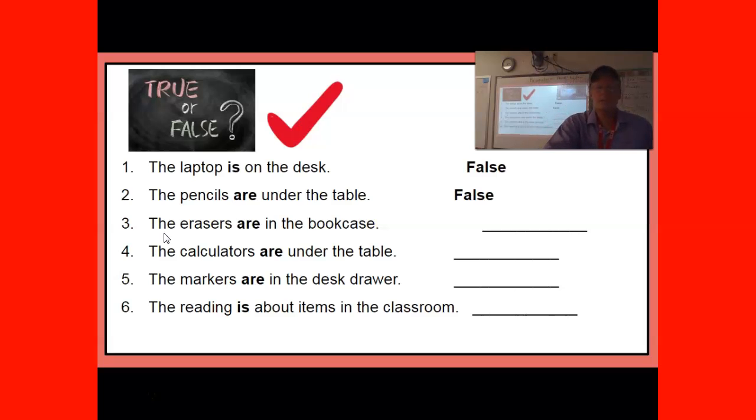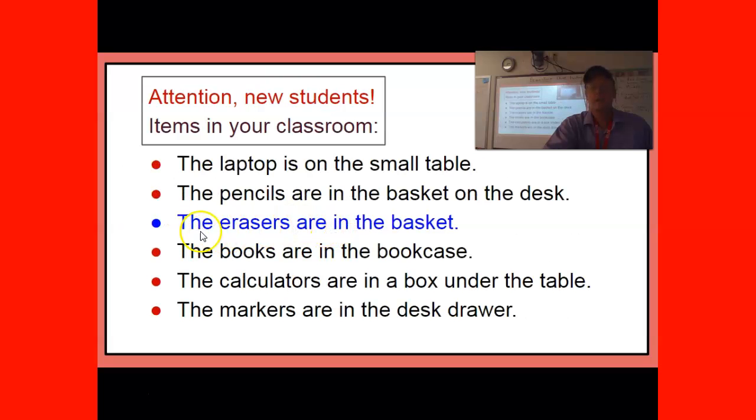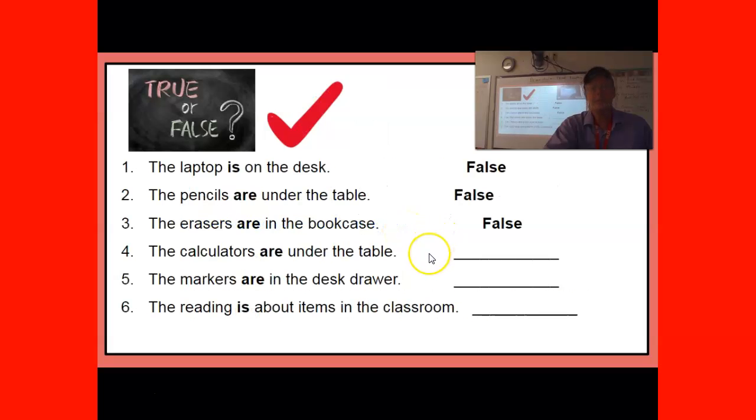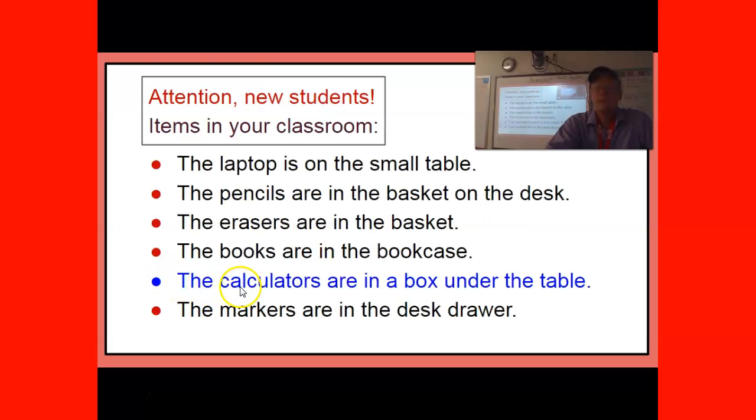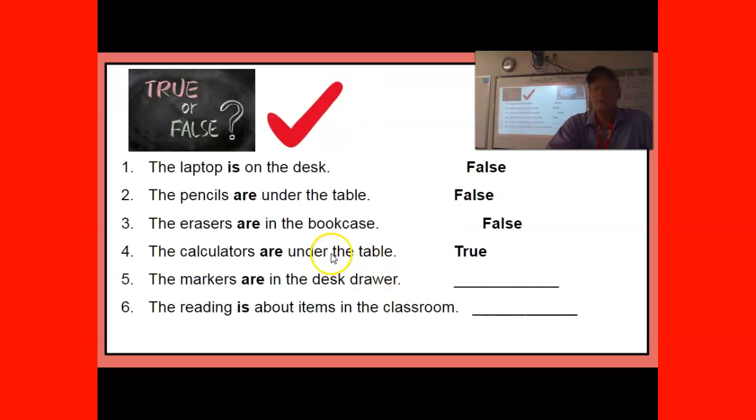The erasers are in the bookcase. Good. The erasers are in the basket. Good job, 100% still. Number 4. The calculators are under the table. The calculators are in a box under the table. So they're saying that one's true.